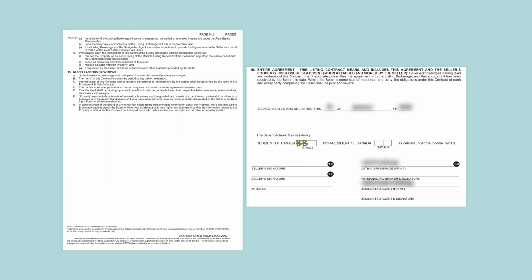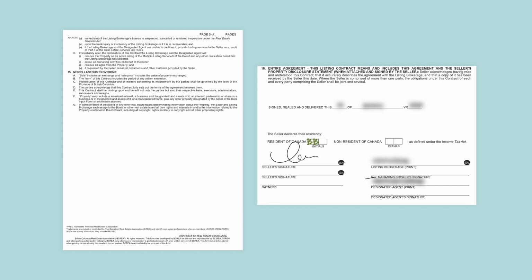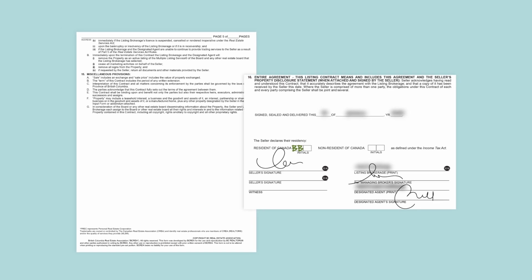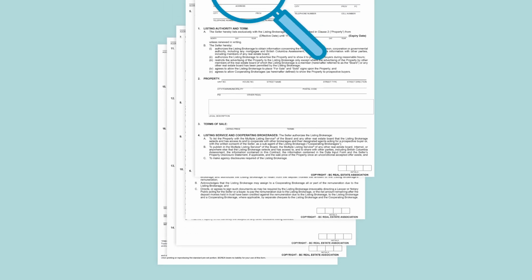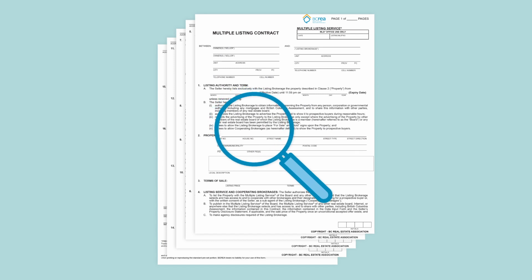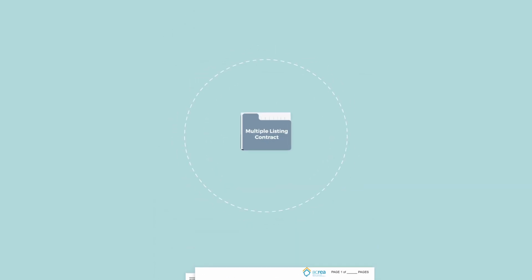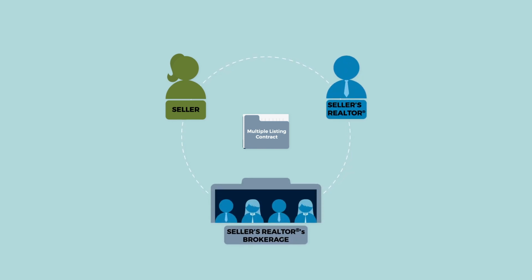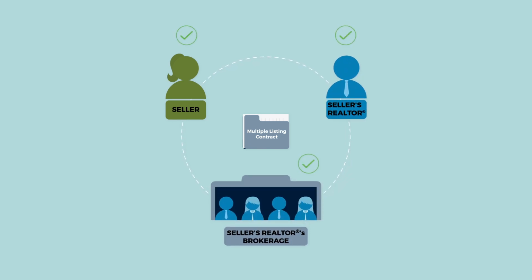Once signed by all parties, the contract is a legally binding agreement. The contract provides for limited situations when it can be terminated or varied without the agreement of all parties. As such, sellers should review the contract in detail before signing. It's important to recognize that the seller, the seller's realtor, and the seller's realtor's brokerage are bound by the agreement.